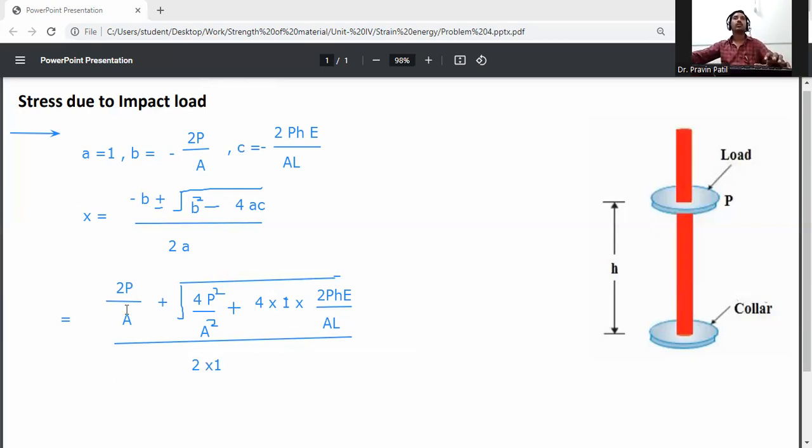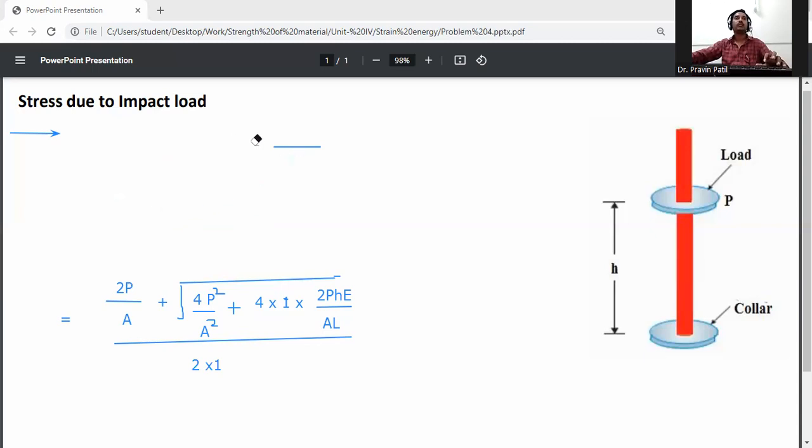Okay, solve this bracket. Here p by a will be common. So the final equation is p by a square. I will just cross check this value: 2p by a, 4p square by a square, plus 8phe divided by al, correct. Now simplify this equation. So this one is 2p divided by a.